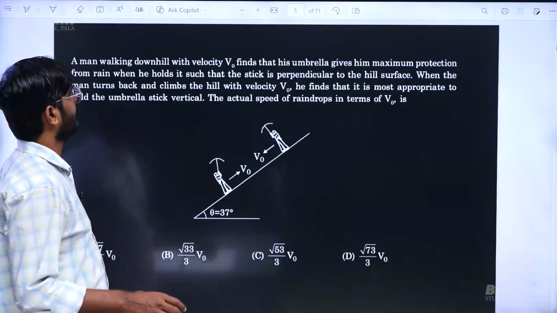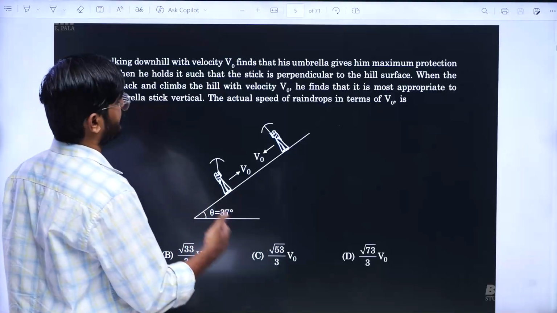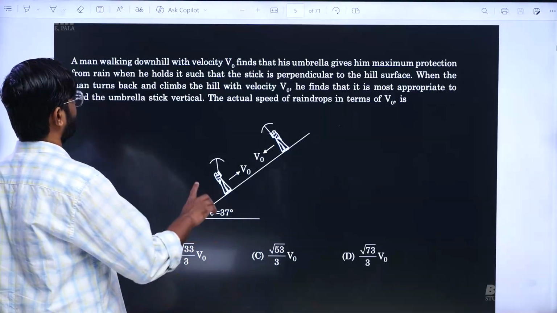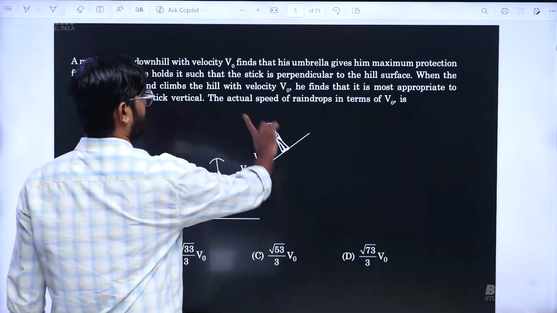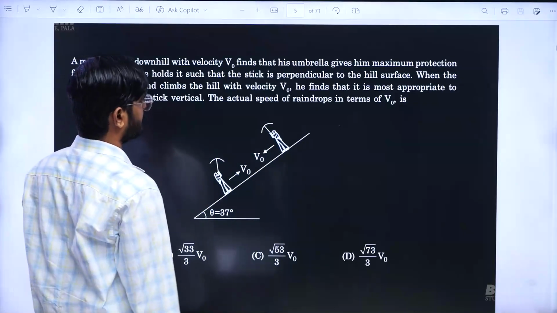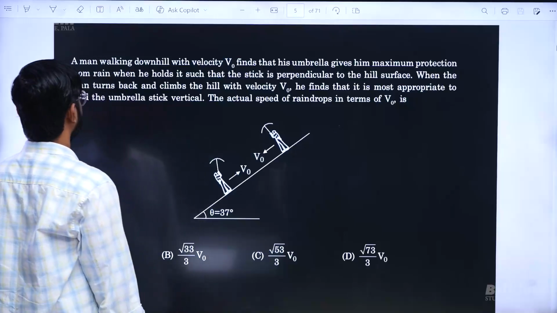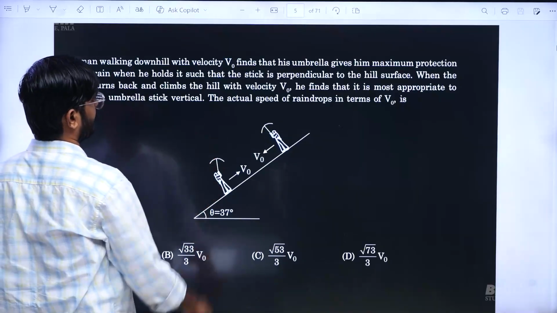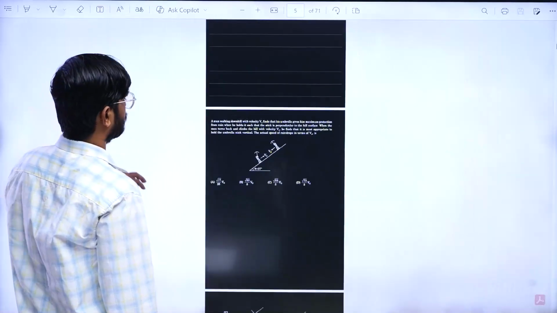A man walking downhill with velocity v0 finds that his umbrella gives him maximum protection from the rain when he holds it such that the stick is perpendicular to the hill surface. When the man turns back and climbs the hill with velocity v0, he finds it most appropriate to hold the umbrella stick vertical. Find the actual speed of the raindrops in terms of v0.